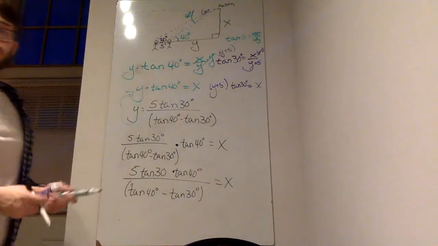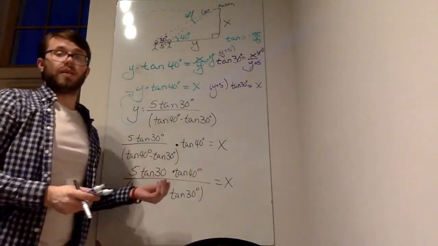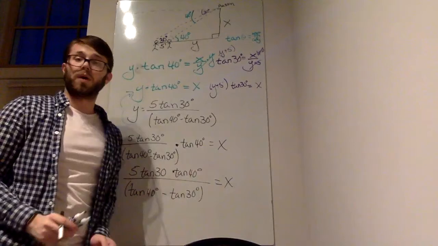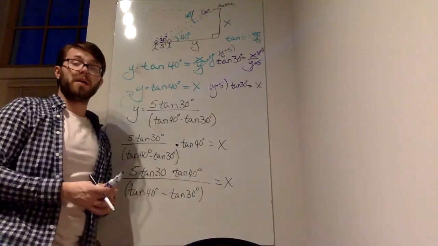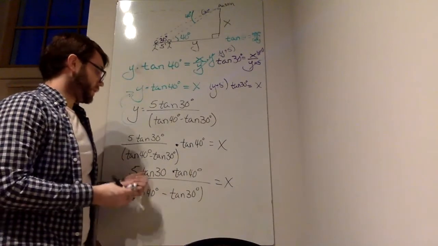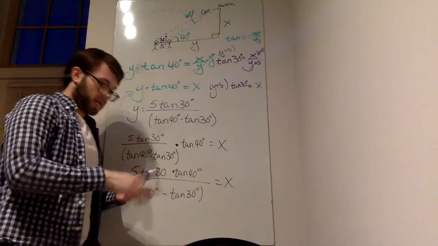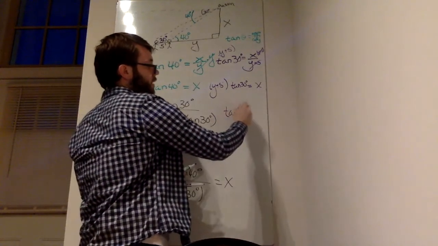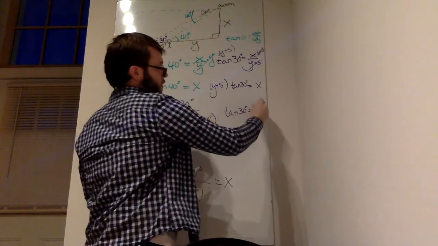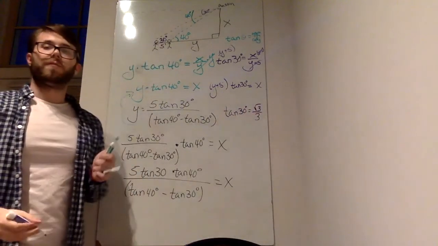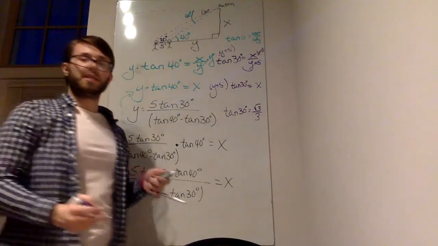Now, unfortunately, there's no simplification I really can do at this point to cancel anything out before I plug it into my calculator. The only other thing I could tell you off the top of my head is that tangent of 30 degrees is equal to root 3 over 3. Unfortunately, that really doesn't provide any additional insight.